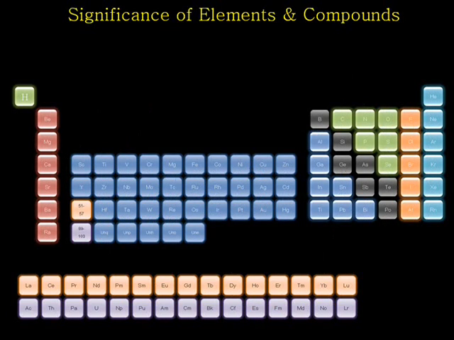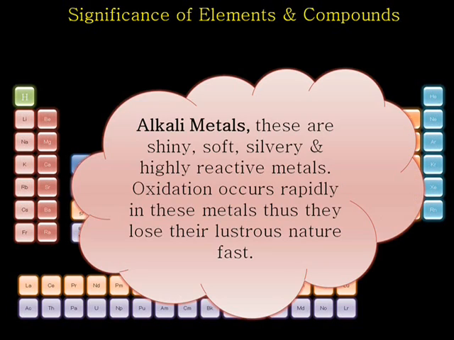Further down, lithium, sodium, potassium, rubidium, cesium and francium, also called the alkali metals. These are shiny, soft, silvery and highly reactive metals. Oxidation occurs rapidly in these metals. Thus, they lose their lustrous nature very fast.